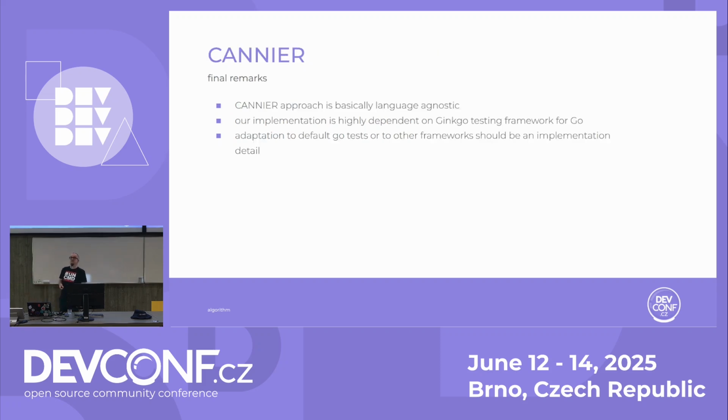So some final remarks to the CANNIER approach. The CANNIER approach basically is language agnostic, which I already said. Our implementation will be highly dependent on the Ginkgo framework itself because we are focused on Ginkgo. And everyone else who also is using Ginkgo could already then also leverage that as far as we are. Basically, the adaptation to other usages of Go frameworks should be just an implementation detail. We could probably convert that into like a plugin system that would then just be exchanged when you're using some other framework.